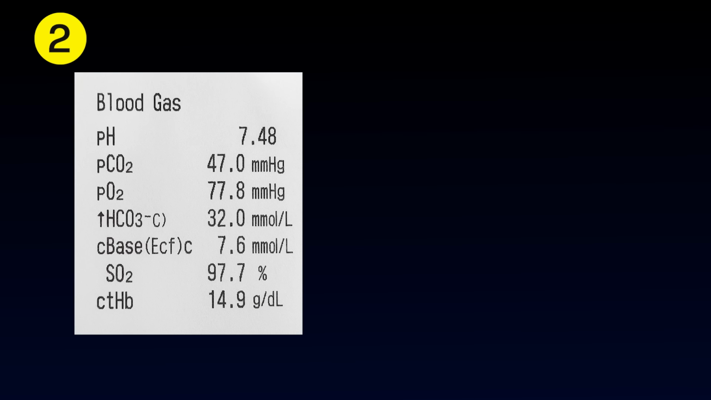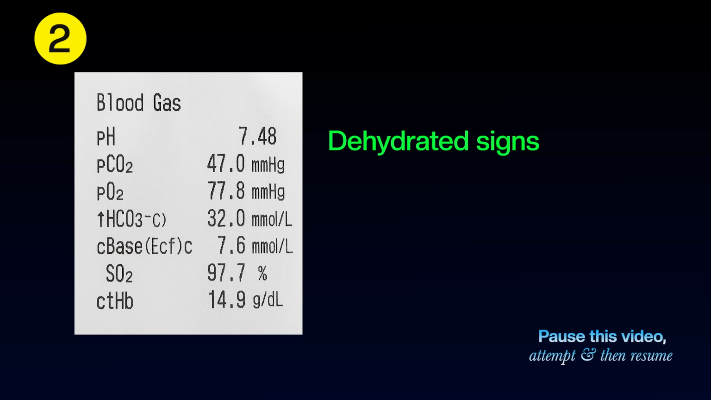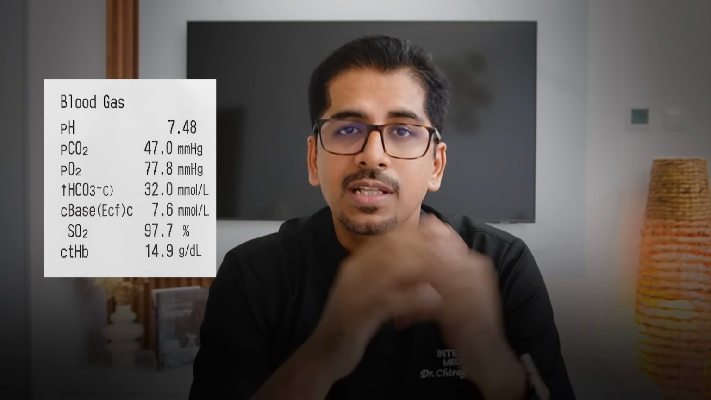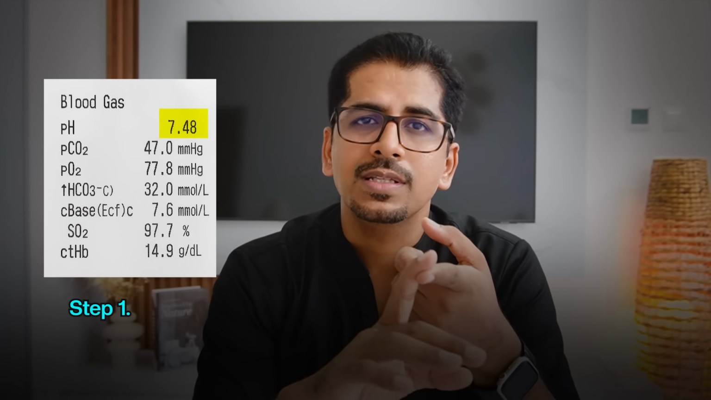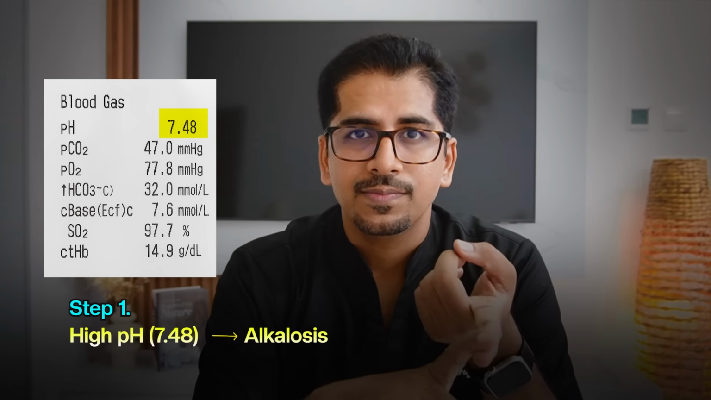Now coming on to the second scenario, the patient presented in a similar manner having dehydrated signs and all those things, and mainly presenting with profuse vomiting. And this is the ABG. Kindly pause the video, try from your side and then resume. Now in this ABG, the pH is on a higher side, which is 7.48. Definitely the first step is alkalosis.